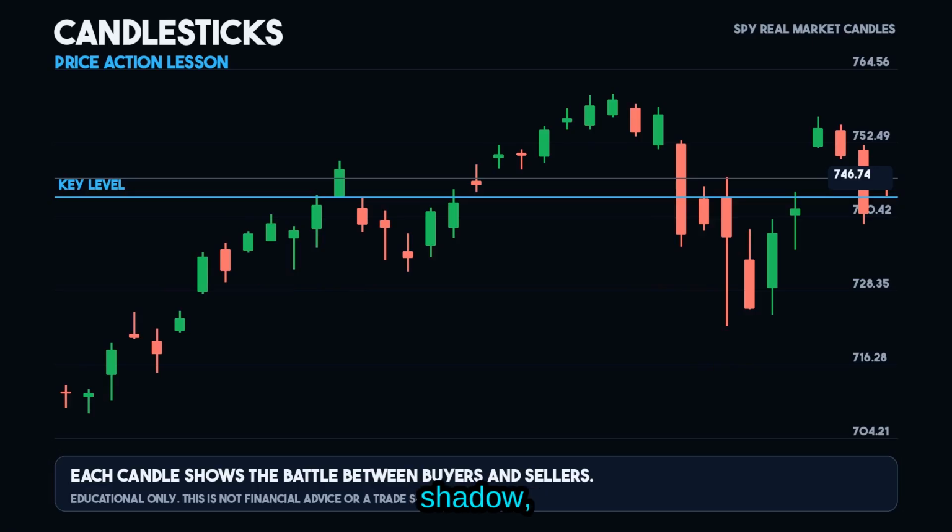The wick, also known as the shadow, is the line that extends from either side of a candle. It represents the highest and lowest price that the asset traded during a specific period. Imagine a seesaw. The wick is like the seesaw, fluctuating between the highest and lowest prices.